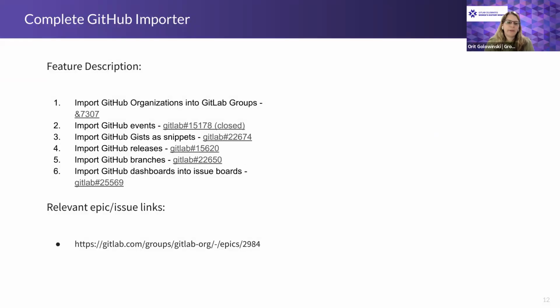And in terms of the GitHub project, what we plan to do is, as I mentioned, reach parity, but what we want to do is import organizations to groups. We had to do this full mapping of how that maps out. Also, in terms of GitHub events, we had to figure out a mapping. Not everything is one-to-one, so figuring that out was a bit challenging, but that's the main effort that we're going to do, these first two. And then snippets, releases, branches, and dashboards would be next.